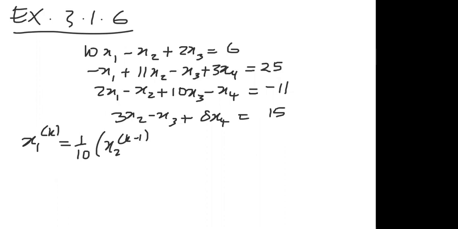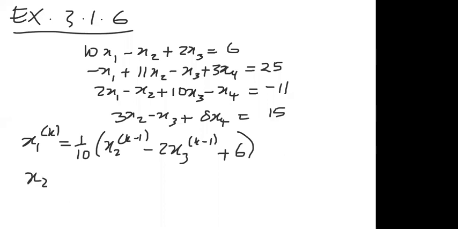And then the next value will be minus 2x3. Again, here I need to use the initial approximation k minus 1. Okay, and then plus 6 here, right? So after doing this, I need to substitute the values of x2^(k-1) and x3^(k-1), so that from here I can get x1^(1). It will have zeros in there.